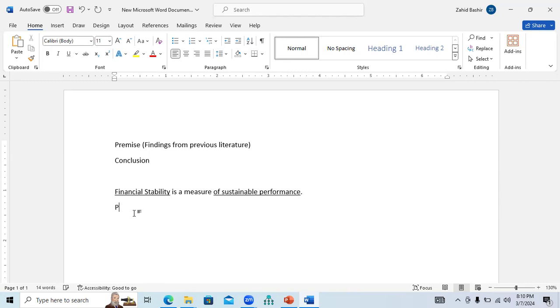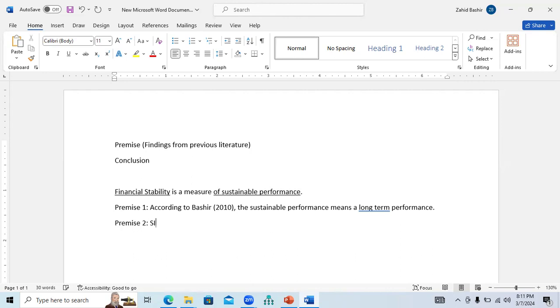So let's suppose I do have a premise from a study, which I call premise one, from a researcher. According to Sheet, 2010, sustainable performance is long-term performance. Now, this is what I find from some previous study. Now, I find another premise, premise 2, from another study.